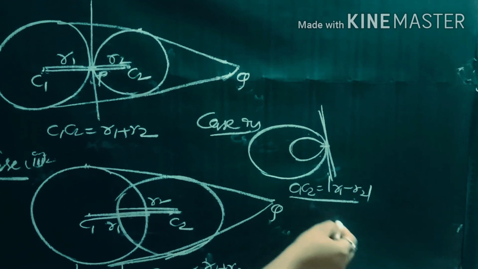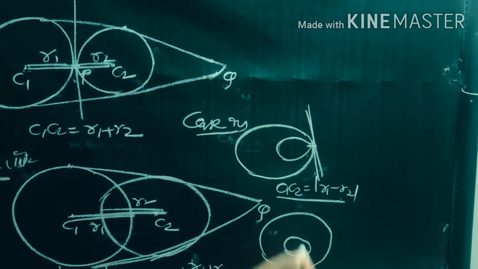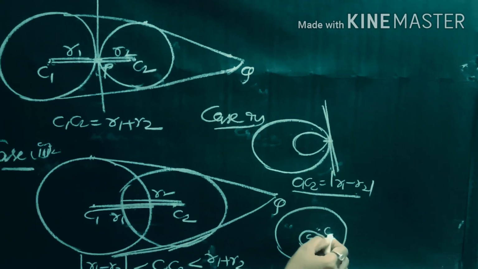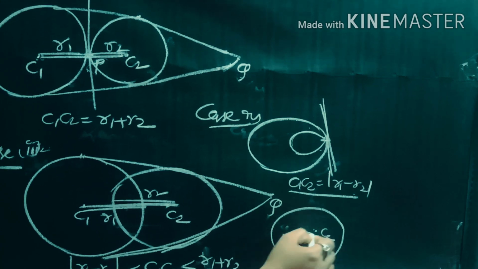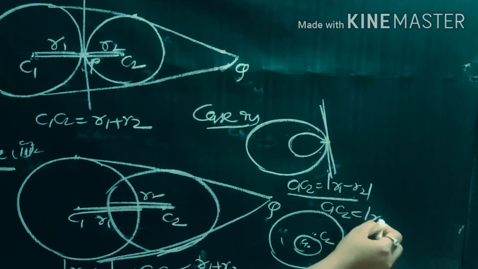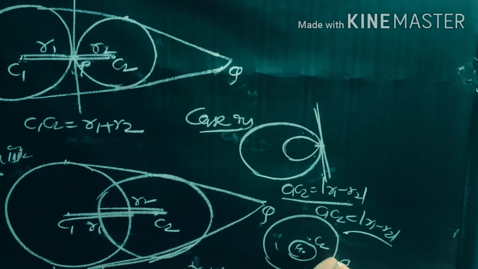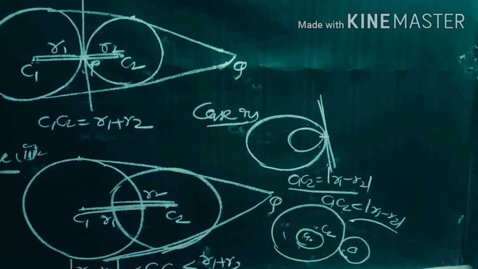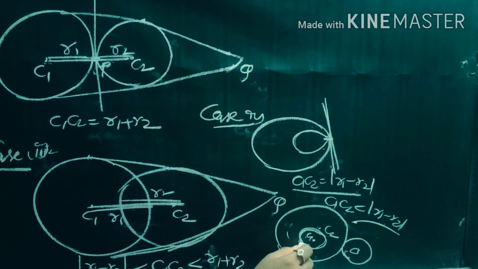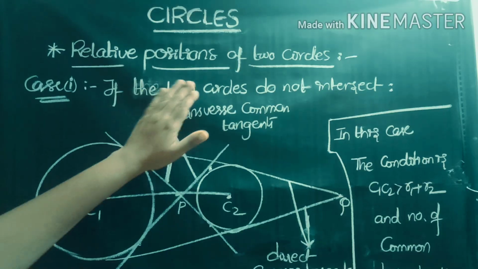And the last case, case 5: if one circle lies inside of the other, then the condition is as follows. This is C1, the center of the first circle, and this is C2, the center of the second circle. If one circle lies inside of the second circle, then the condition is C1C2 is less than modulus R1 minus R2. In this case, the number of common tangents is equal to 0. Then one circle lies in the interior of the other circle. These are the 5 cases of relative positions of the two circles.